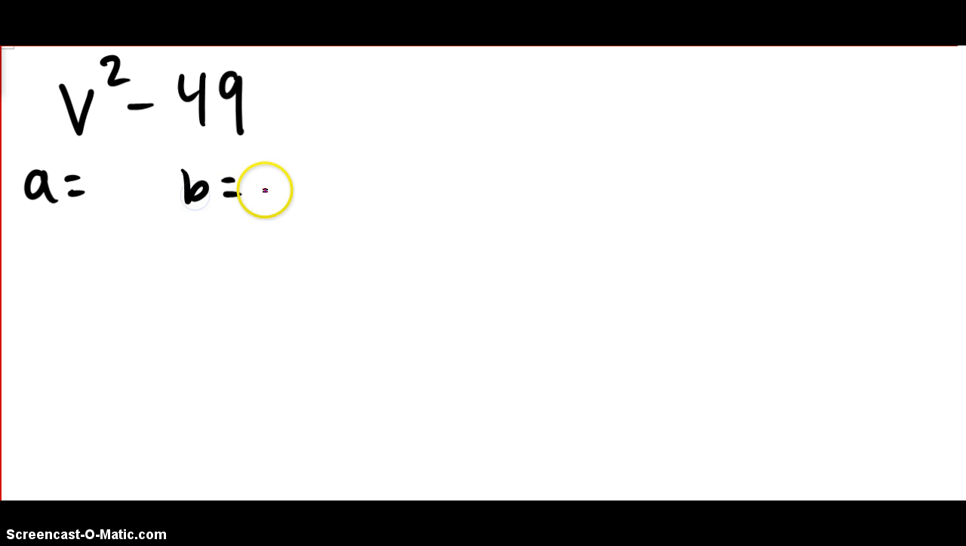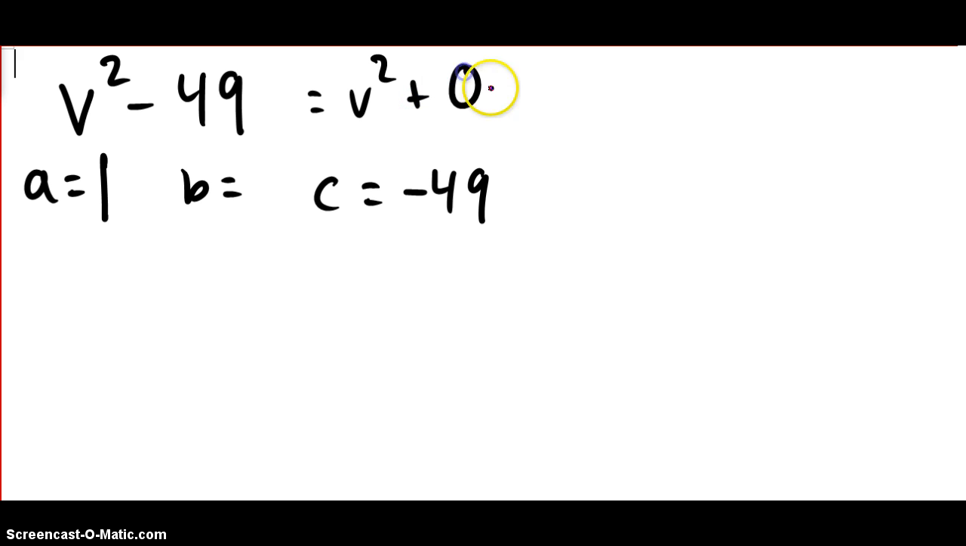Okay, so if I have something that looks like this, v squared minus 49. Okay, think in your head, what is A, B, and C? So, A is in front of v squared, that's 1. C is the constant without the variable, so that's negative 49. What's B? Well, you could think of it like this. This is the same thing as v squared plus 0v minus 49. So B is 0. Okay?